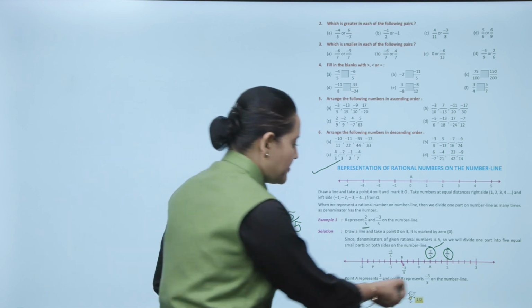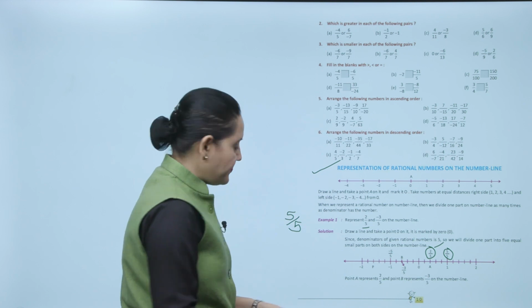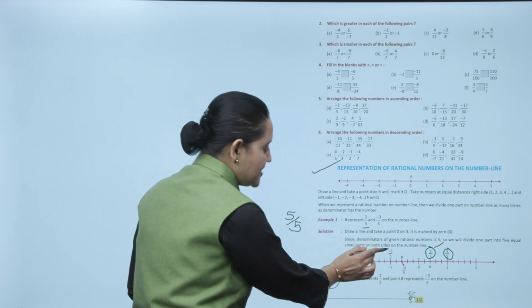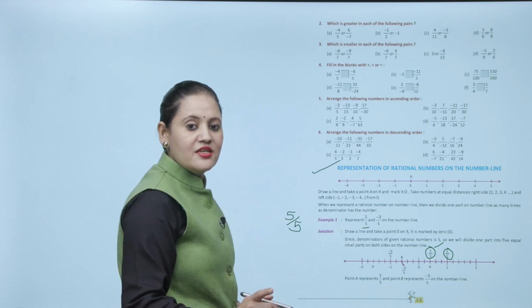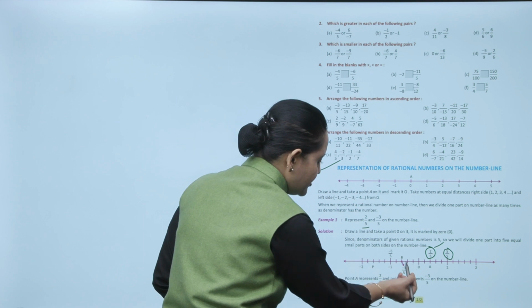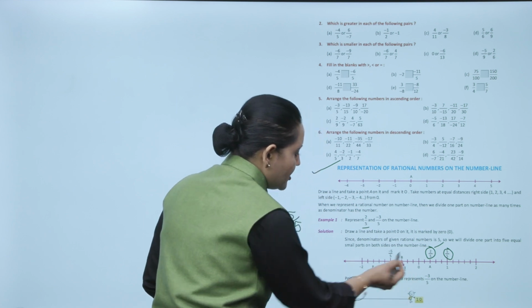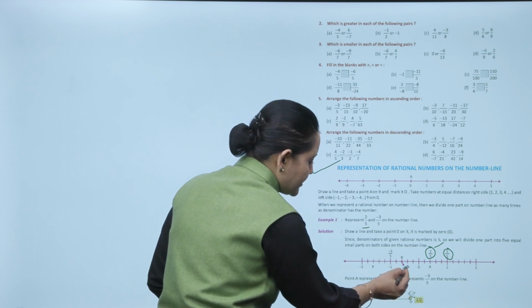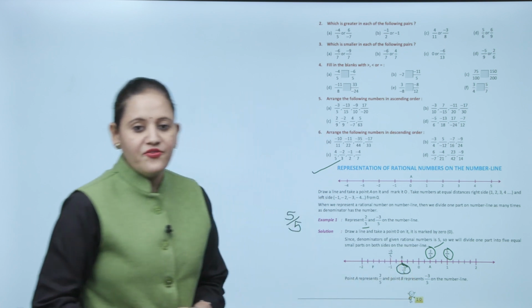If we want to represent minus 3 by 5, it is a negative number. So it will be to the left of 0. Again, as we know, minus 5 by 5 represents minus 1. So there will be 5 equal parts, 1, 2, 3, 4 and 5. So the first part is minus 1 by 5, minus 2 by 5 and this is minus 3 by 5. Clear?